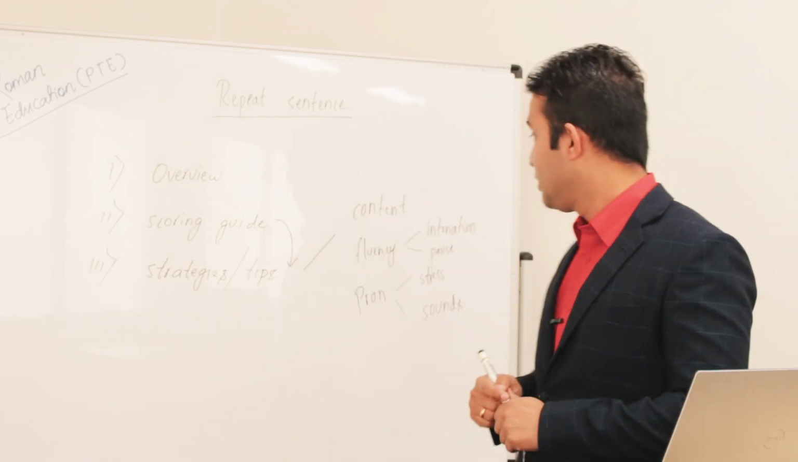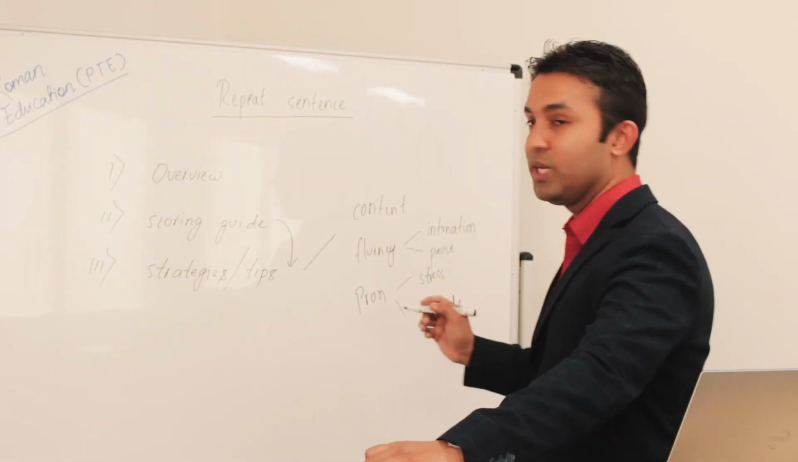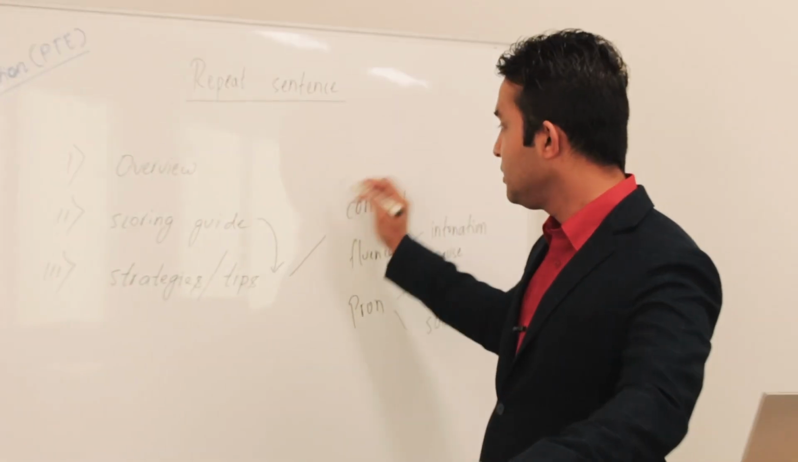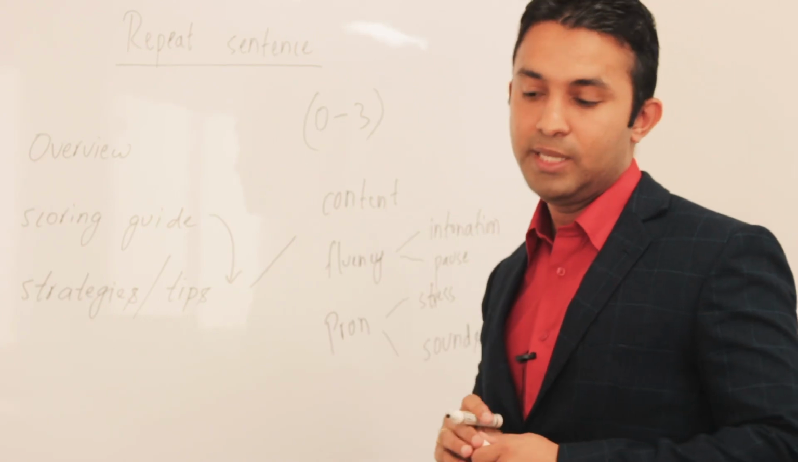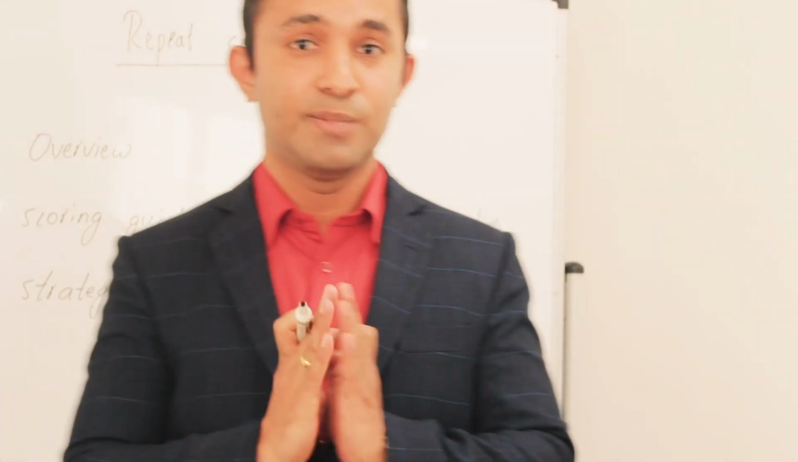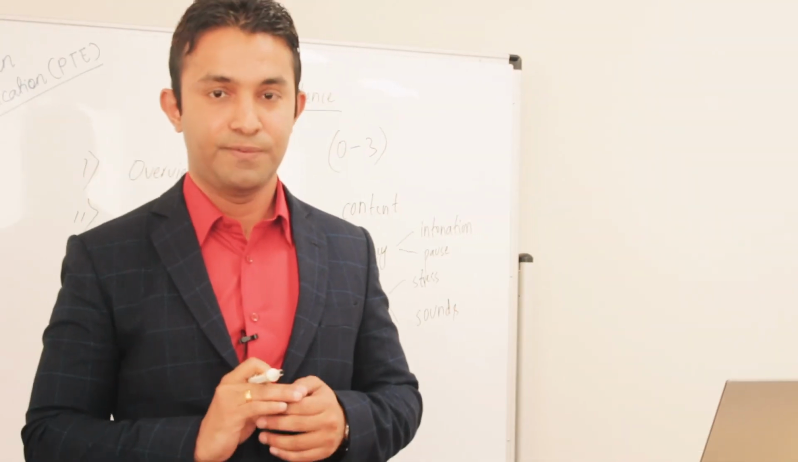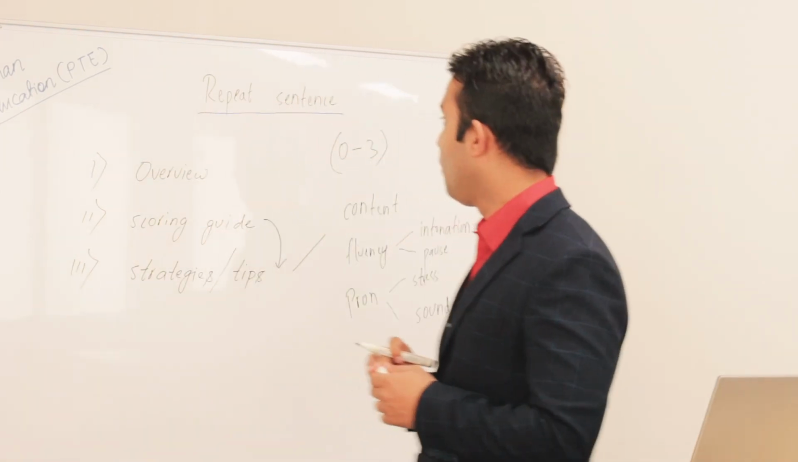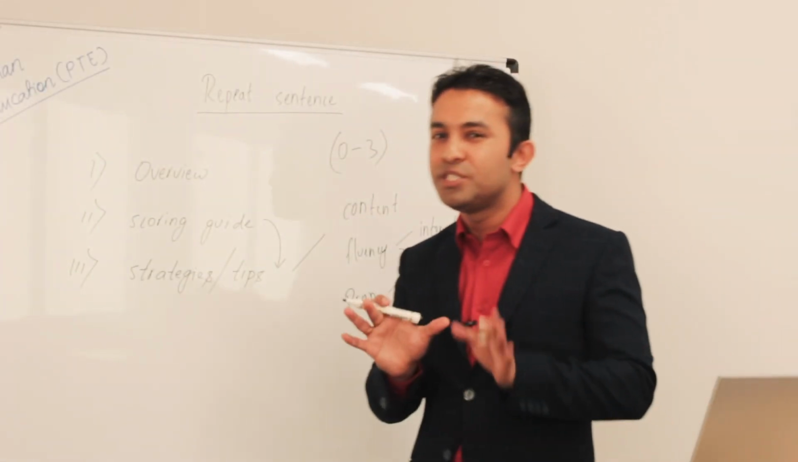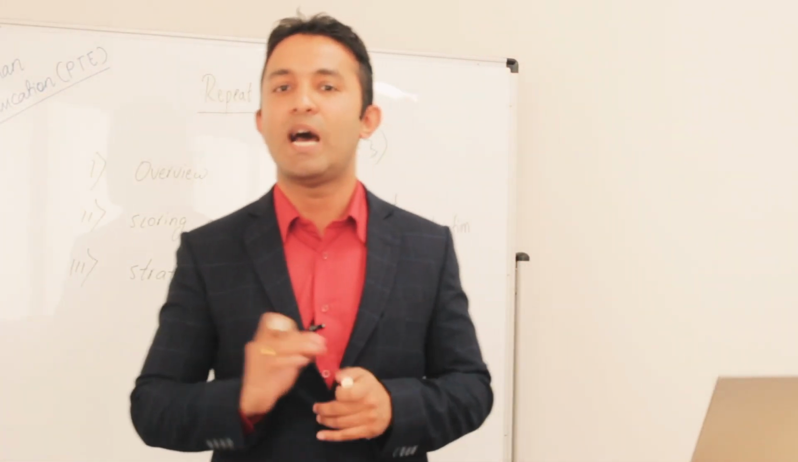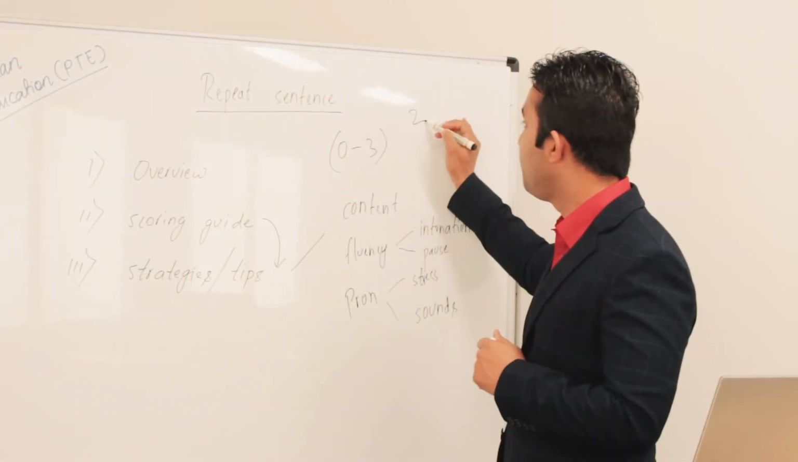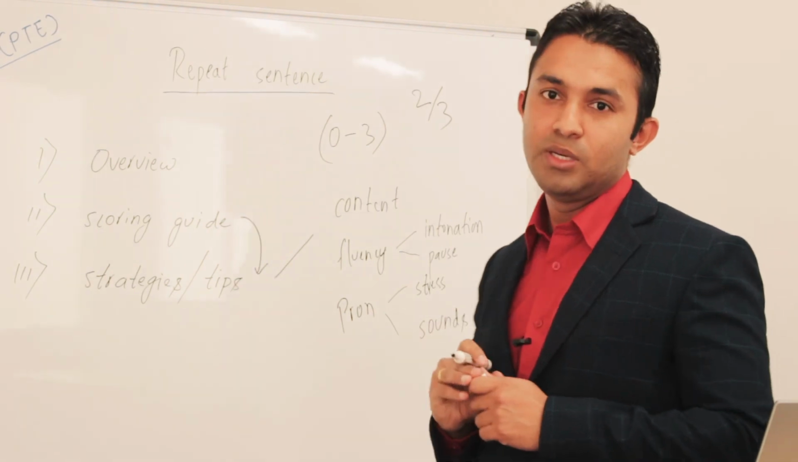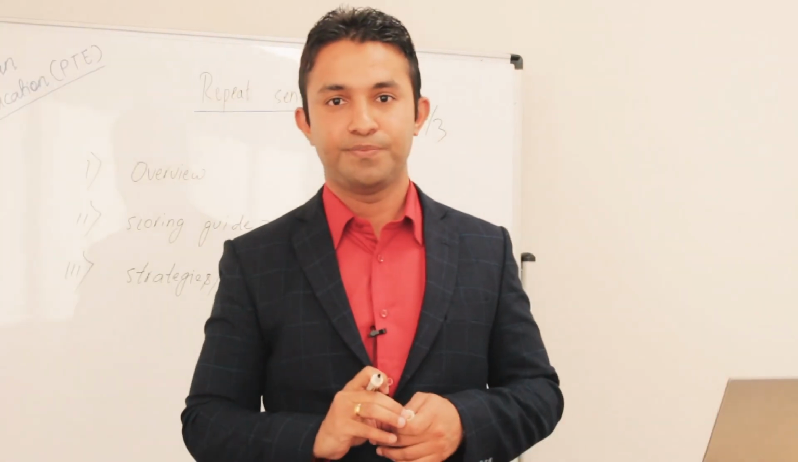So let's see how it's scored in detail. For content, you get 0 to 3 points. If you get the sentence perfect, you get 3 out of 3. But what if you are not able to repeat some of the words, but you repeat more than half of the sentence? In that case, you get 2 points out of 3, which is again more than 50%.